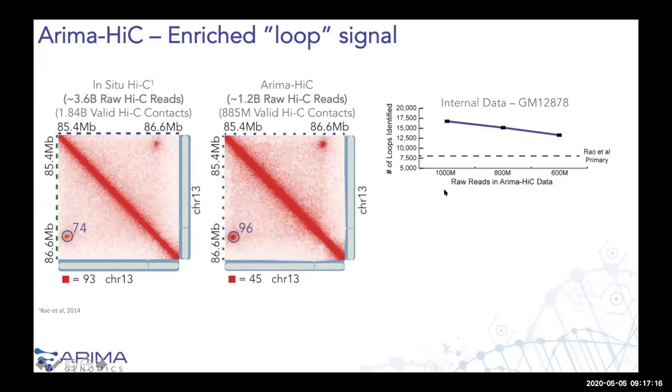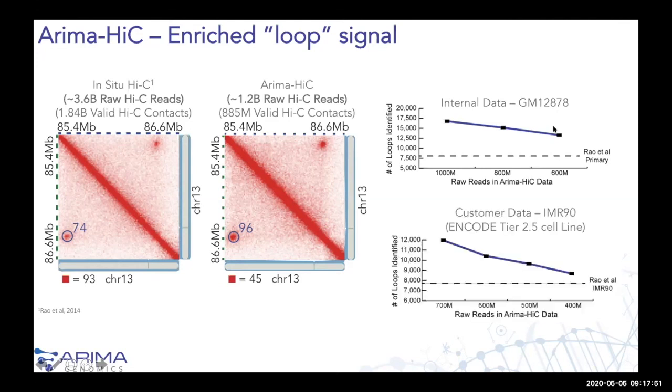And to take this one step further, what we did is we took the 1.2 billion raw read Arima-HiC data set and we subsampled that down to 1 billion reads, 800 million reads, 600 million reads, and we called loops using the open source tools called Juicer and HiCUPS. And I'm just plotting the total number of loops that we find compared to the 3.6 billion read published in situ Hi-C data set. And what we find is just that the number of loops that you can detect is about 50% higher, despite having a sixth of the total sequencing depth.